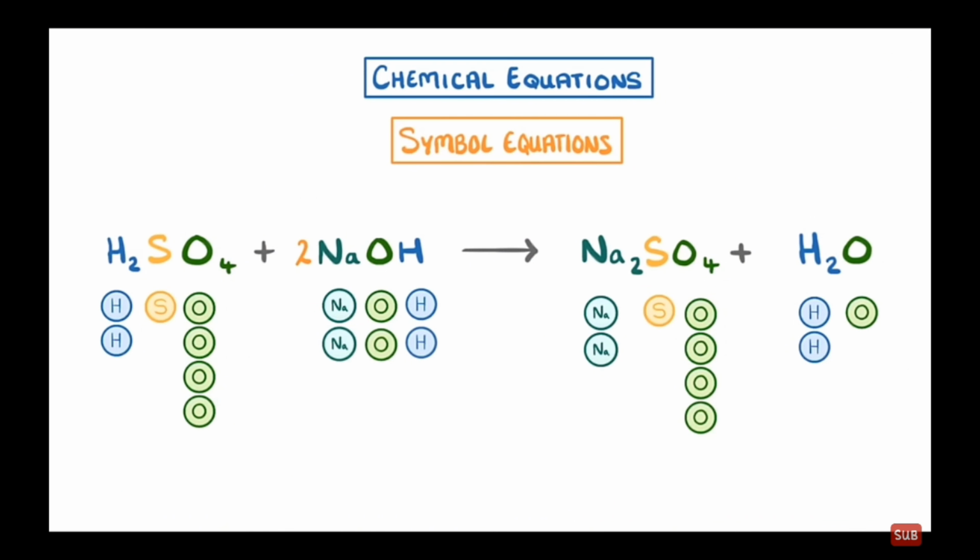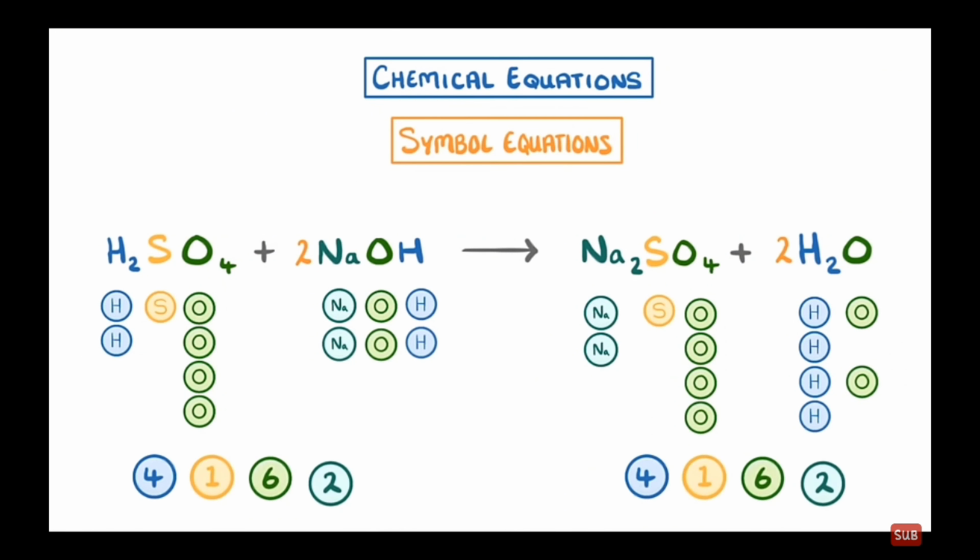This is a pretty common problem to have, and we can fix it by adding 1 more water molecule to the right. As always, when you think you're done, just double check to see if it's balanced. So we've got 4 hydrogens, 1 sulfur, 6 oxygens, and 2 sodium atoms on each side. So this is exactly balanced, and we're finished.